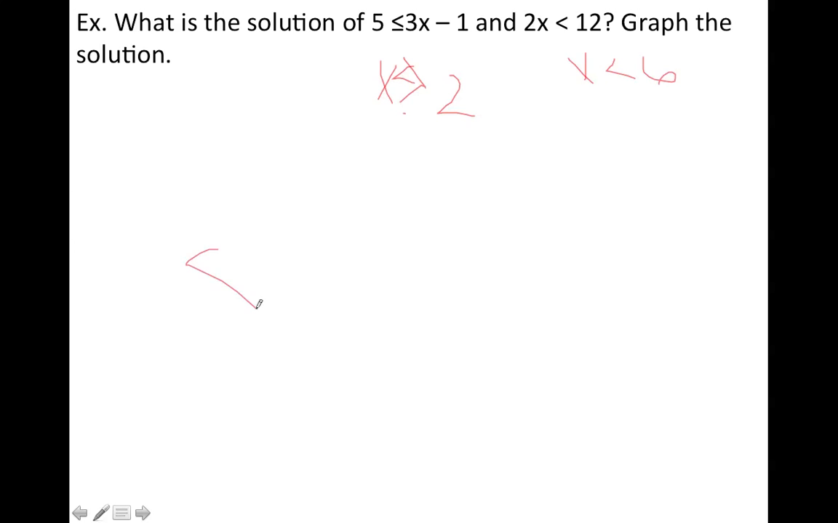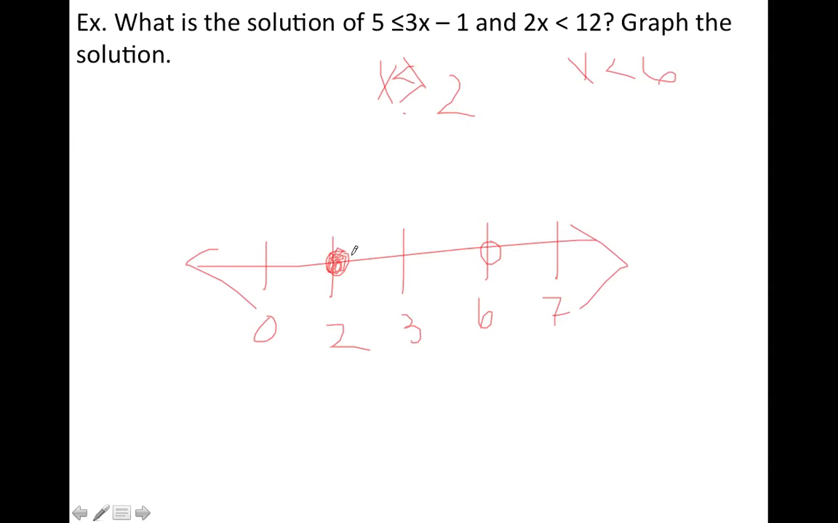Again, draw your line. You gotta put 5 numbers this time. So we'll have 2, 3, 6, 7, and 0. Plot your points, 2 and 6. We can fill in 2, but not 6. And it's greater than 2, less than 6, so again it was and. We'll shade in between our two solutions.